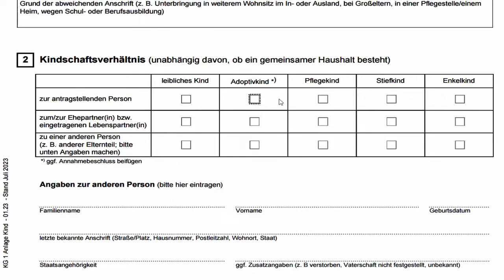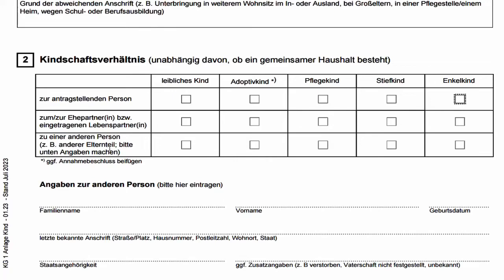If this child is the foster child of the applicant, you mark here with a cross. If this child is the stepchild of the applicant, you mark here with a cross. And if this child is the grandchild of the applicant, you mark here with a cross. Similarly, if this child has a relationship with the spouse of the applicant or with the civil registered partner of the applicant, you mark one of these options.